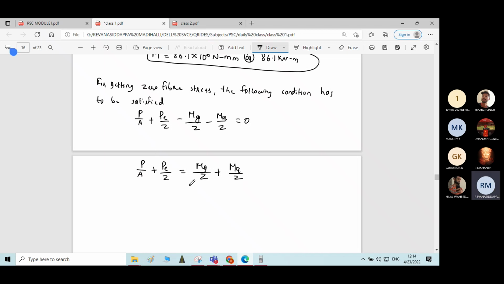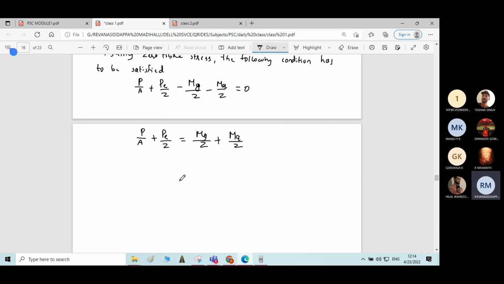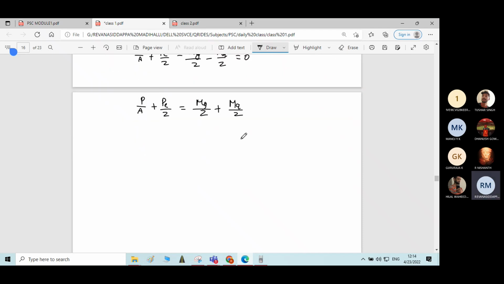So when stresses due to the pre-stressing force become equal to the stresses due to the bending moment due to dead load and live load, then the resultant stress will go to 0. Okay, the resultant stress will go to 0. That is the meaning of this modified equation. Let me call this equation number 1.